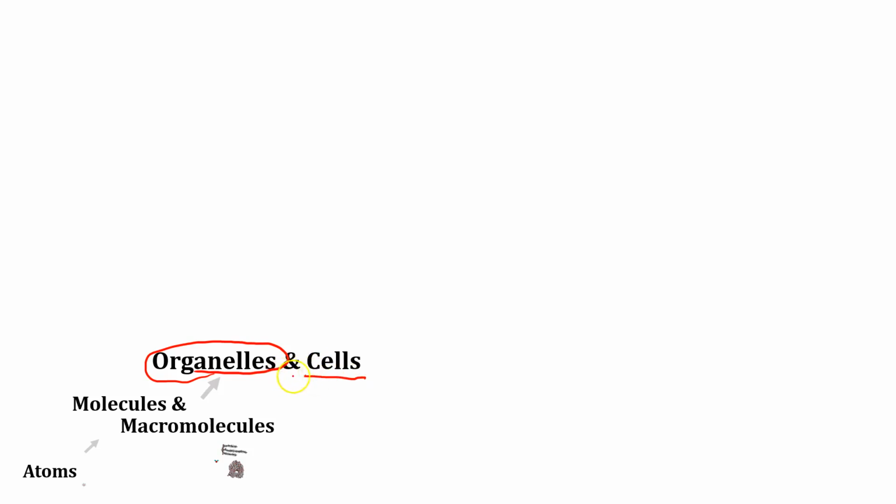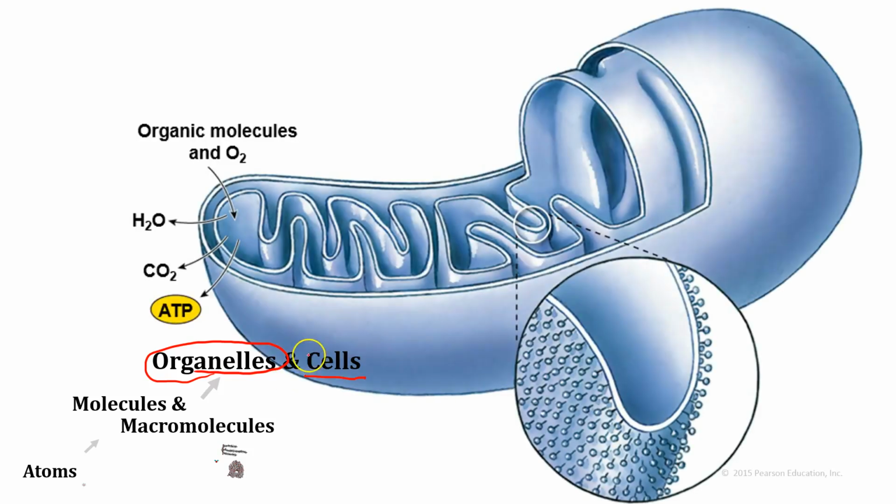Prokaryotic cells don't really have organelles, but we'll talk more about that later. But in either case, here's an example of an organelle that you and I would have. This is called mitochondria, or this is a picture of a mitochondrion, and basically how it works is it makes energy. It takes oxygen and makes energy.